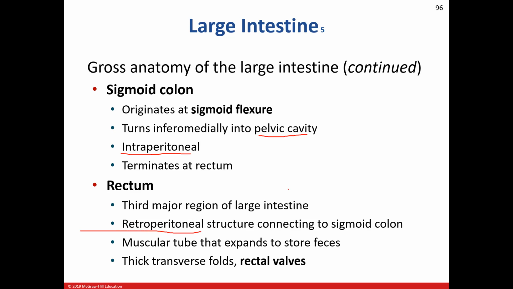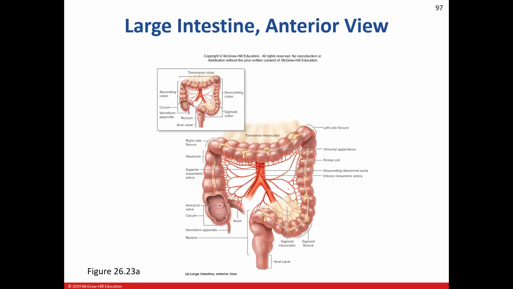And you'll notice when we look at the rectum that it too is going to have these transverse folds, all right, which we call rectal valves, all right? But again, these rectal valves help facilitate the movement of feces through the body here.